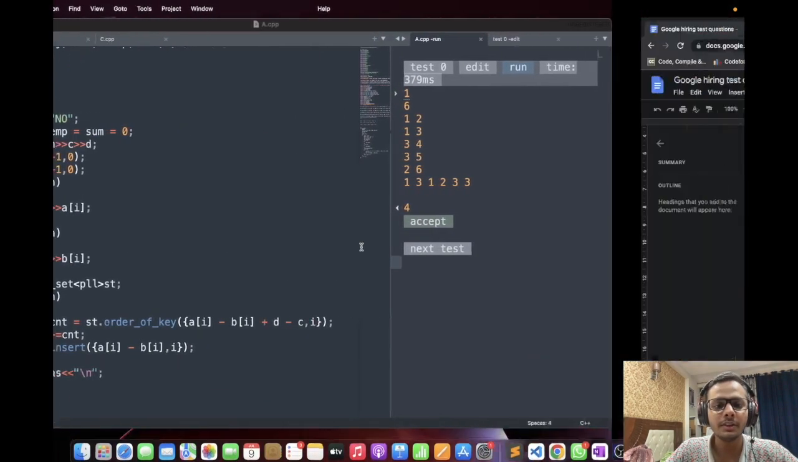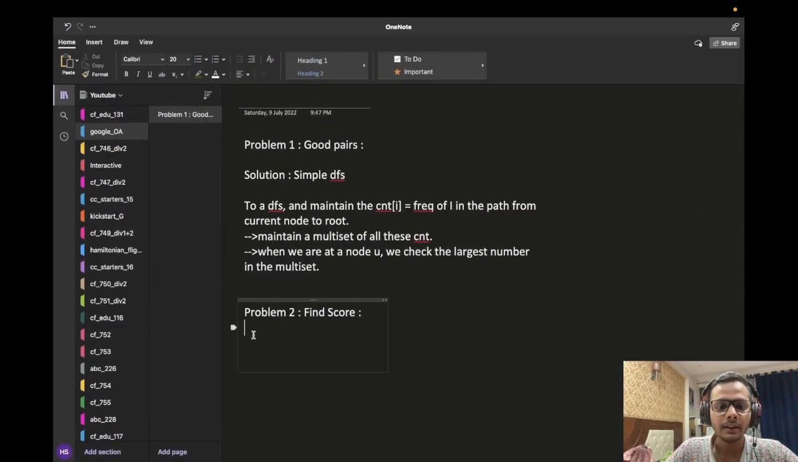So the solution is really simple, and the prerequisite for this problem is that you should know what a trie is. You should know the concept of tries, and you just need to know the basics of tries, how to build a trie. That's it. You don't really need to do anything fancy here. If you don't know what a trie is, it's a good idea to learn it if you want to crack a coding round of Google, I think.